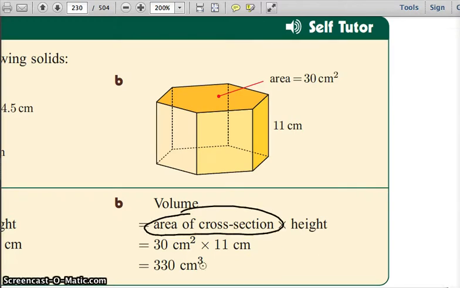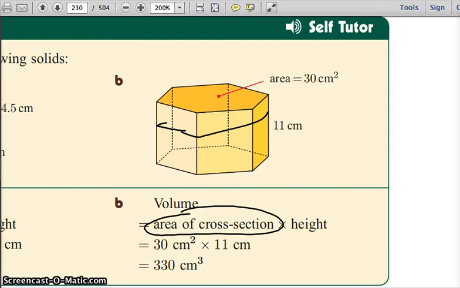Area of cross-section times by my height. This means if I... Imagine this is a bit of cheese, right? If I put a knife through there, I'm always going to get 1, 2, 3, 4, 5, 6. I'm still going to get this hexagonal shape. Does that make sense? So it's this area I find the area of, and then I multiply it by the height. They give me the area being 30, times it by the height. So that's your example to work from.